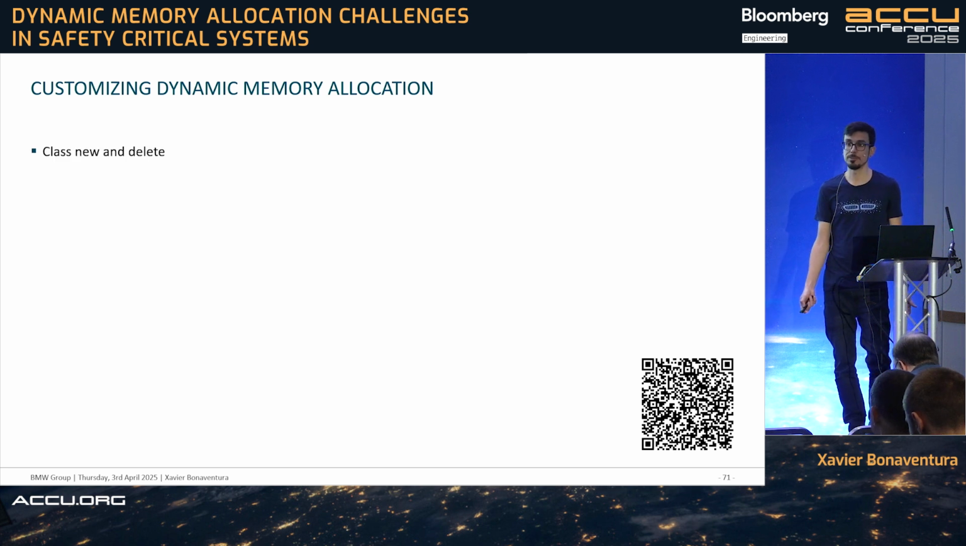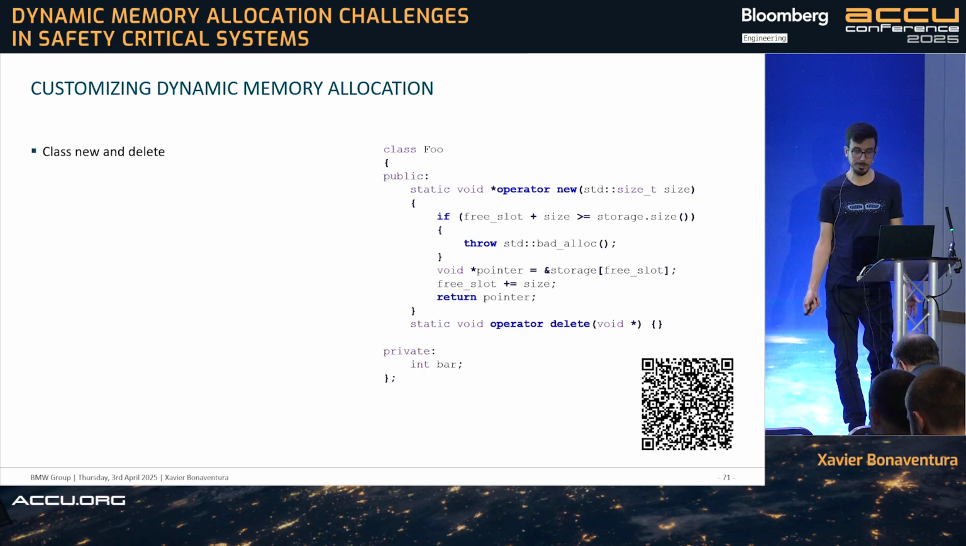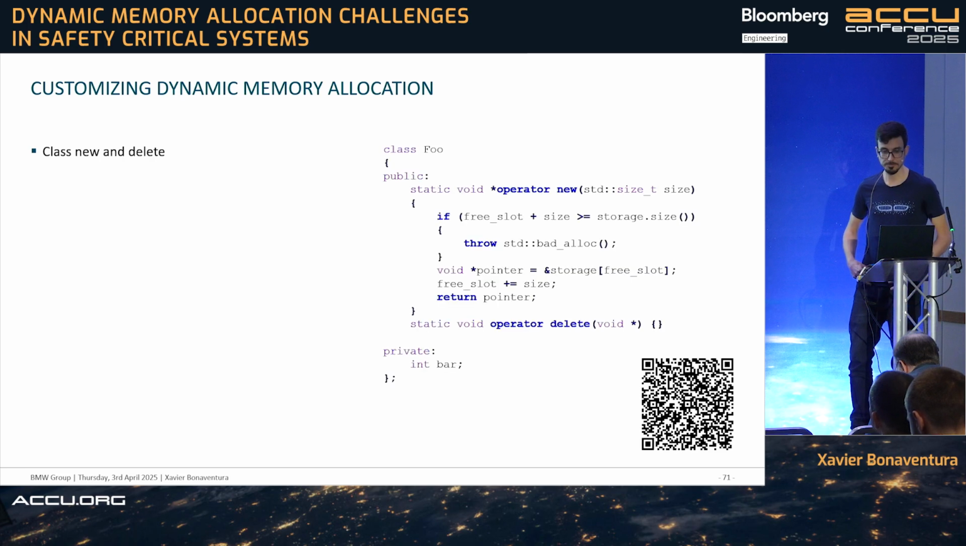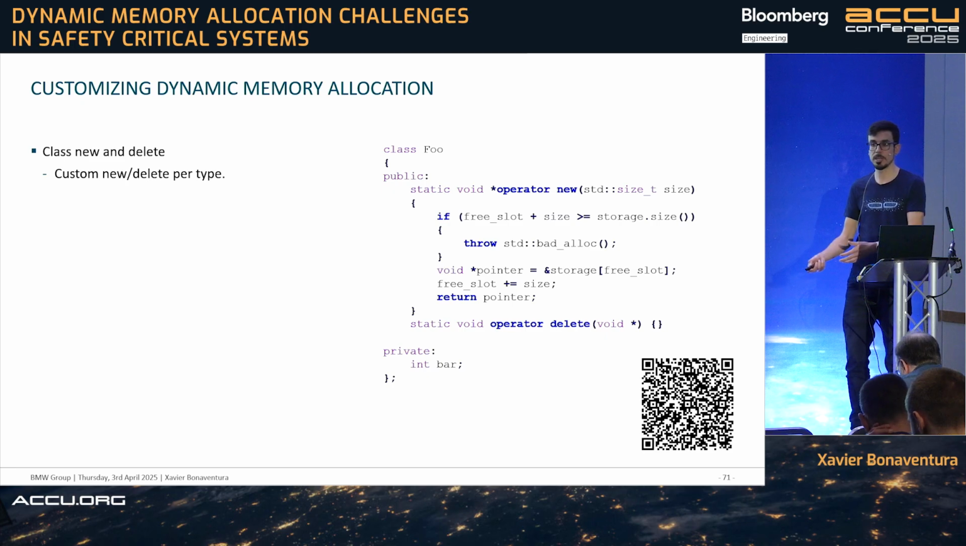We have a class-specific new and delete. I was not even aware of that one. But basically, when you have a class, you can define a member new. What does this mean? The same principle applies: you can do whatever you want there. It customizes new and delete per type.